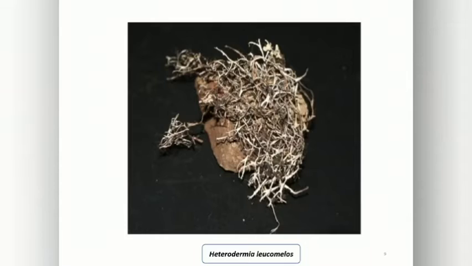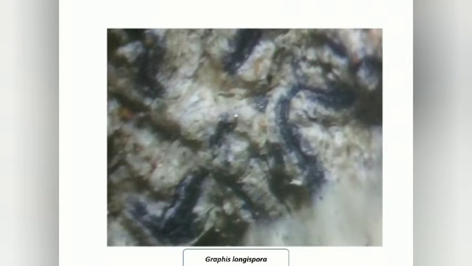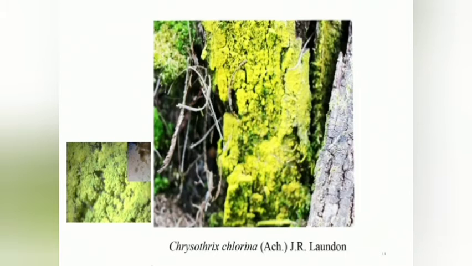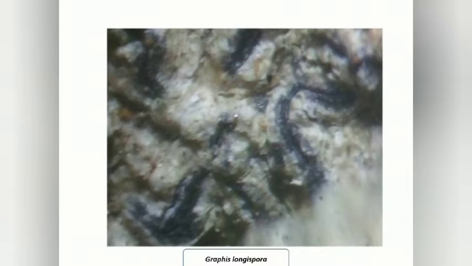This is Heterodermia leucomelas. It is a foliose type of lichen, and this is a Graphis species. This Graphis species contains Arabic letter-like apothecia, so one can differentiate it. This is Chrysothrix chlorina, a leprose, powdery form of lichen. One can differentiate this from leaf-like structures, and this is about Graphis. It looks like Arabic letters of apothecium.